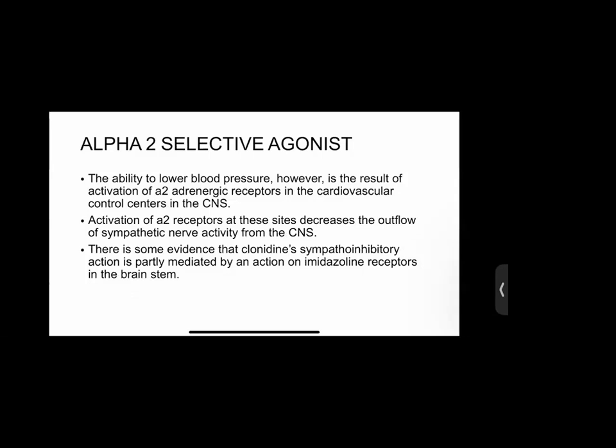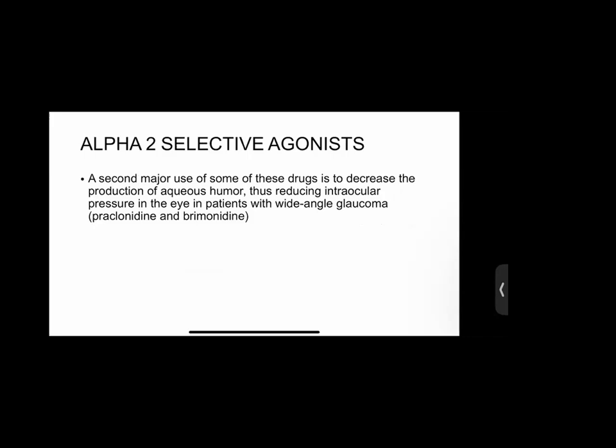The ability of alpha-2 agonists to lower blood pressure is the result of activation of alpha-2 adrenergic receptors in the cardiovascular control center in the central nervous system. Activation of these alpha-2 receptors decreases the sympathetic outflow, which causes a decrease in blood pressure. There is also some evidence that clonidine's sympathoinhibitory action is partly mediated by its action on the imidazoline receptor in the brainstem. So then the alpha-2 receptor agonists continued.